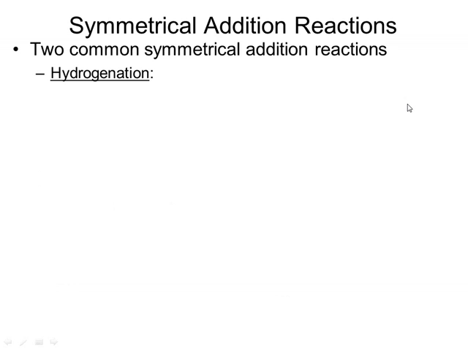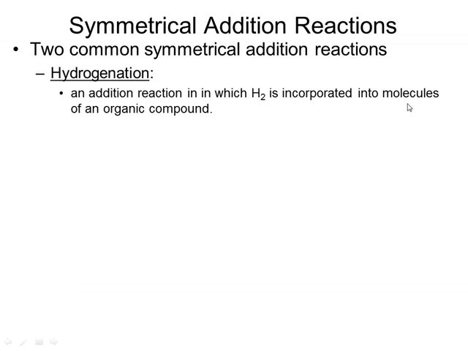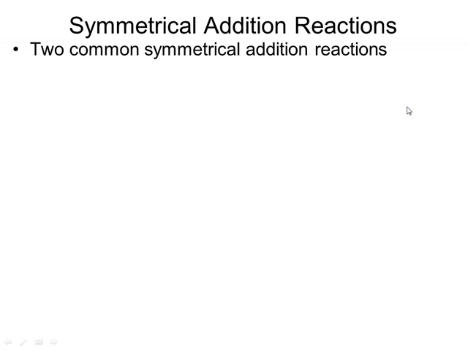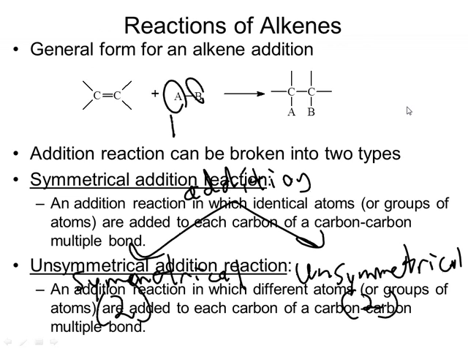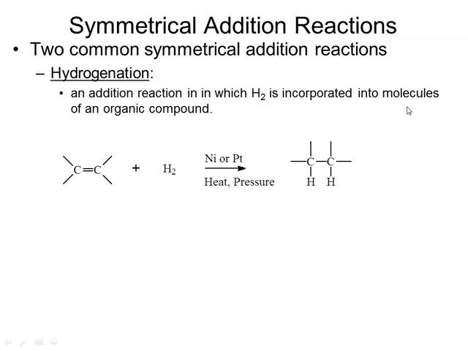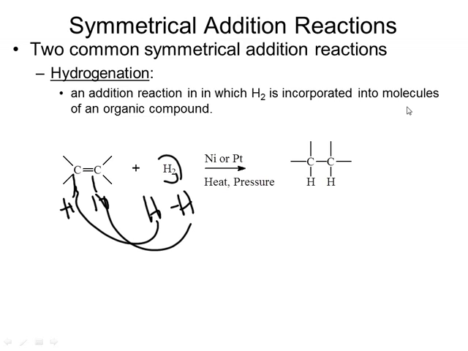One is called hydrogenation. So an addition reaction in which H2 is incorporated into molecules. So in this type of reaction, where we had A and B before, just imagine that A and B are each hydrogen, because that's what a hydrogen molecule is. We simply are drawing it as H2, but it's really HH. And what's simply happening is one hydrogen's making a bond here, one hydrogen's making a bond here, and then we break the double bond. So we end up with this here. We're just adding something across.